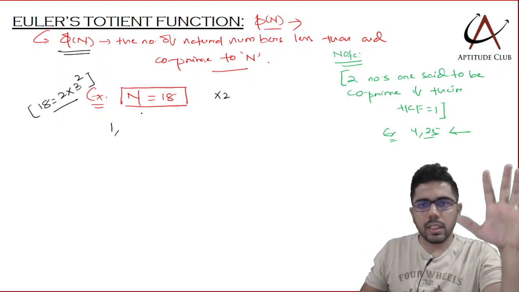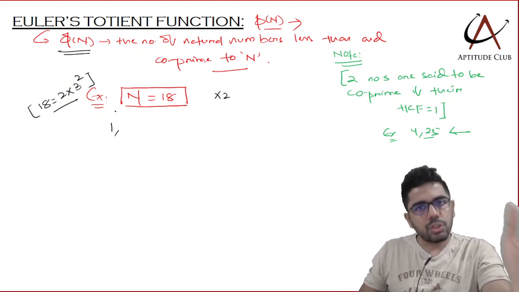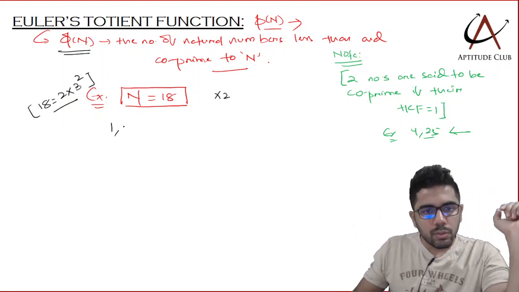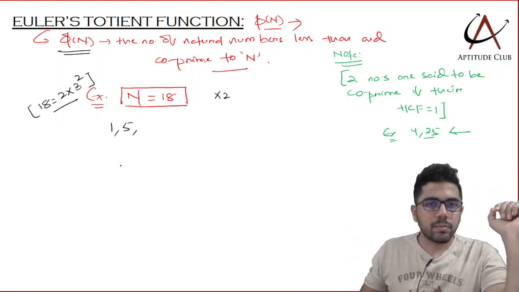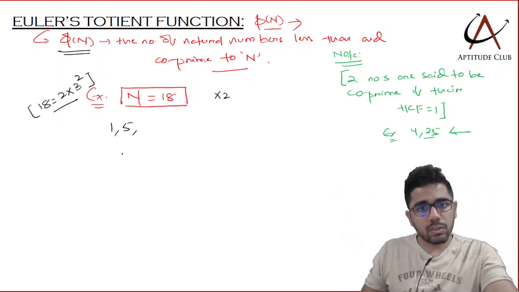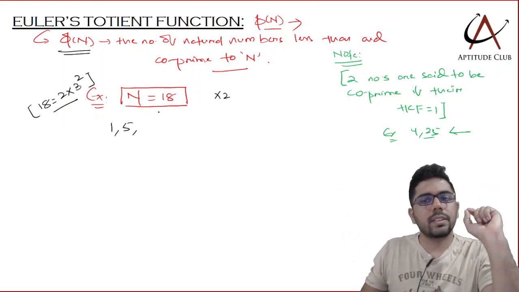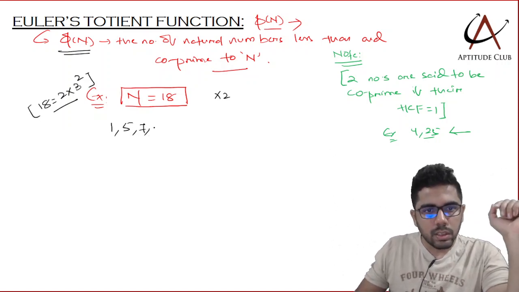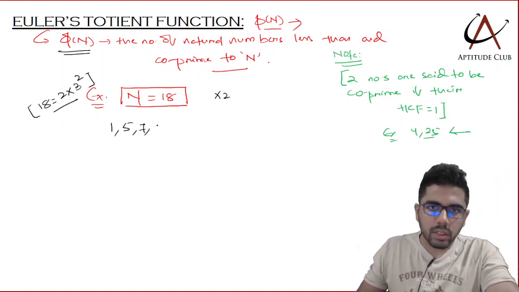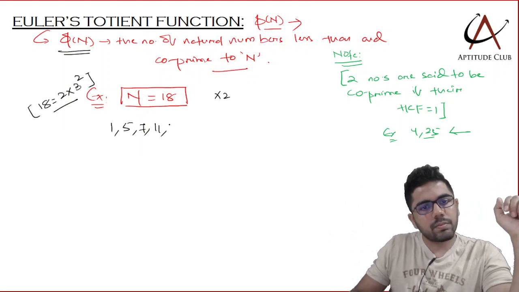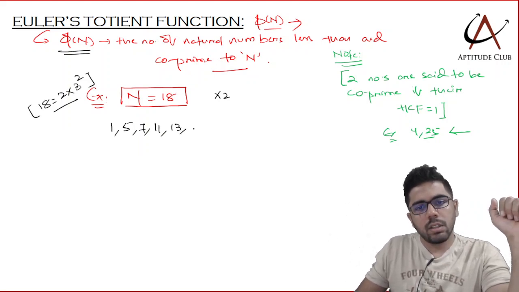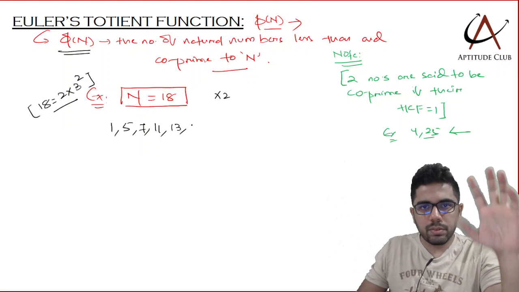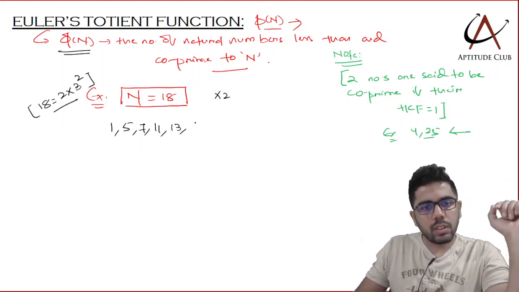So 1 and 18 are co-prime. Next, 2, 3, 4 we cannot take. 5 will be co-prime next. 6 I cannot take because 6 has got a 2 and a 3, so the HCF of 6 and 18 will not be 1. Then I'll take 7. I cannot take 8. I cannot take 9. I cannot take 10 also. I'll take 11. Then I'll take 13. Then 14, 15 you cannot take. 16 also you cannot take. You will take 17.